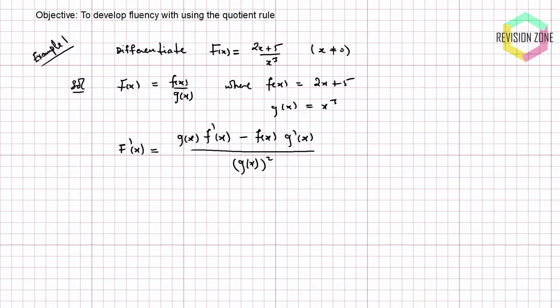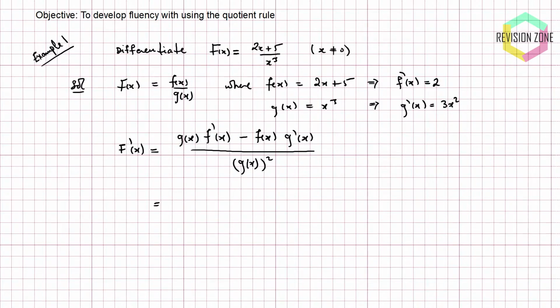To use this formula, I of course need the derivative of f and the derivative of g. So I'm going to go to my description of f and g and write down those derivatives. f prime would work out to be nothing else but 2, because 2x differentiates to give me 2 and 5 differentiates to give me 0. And x cubed differentiates to give me 3x squared. Okay, so now it's just a matter of putting all this in.